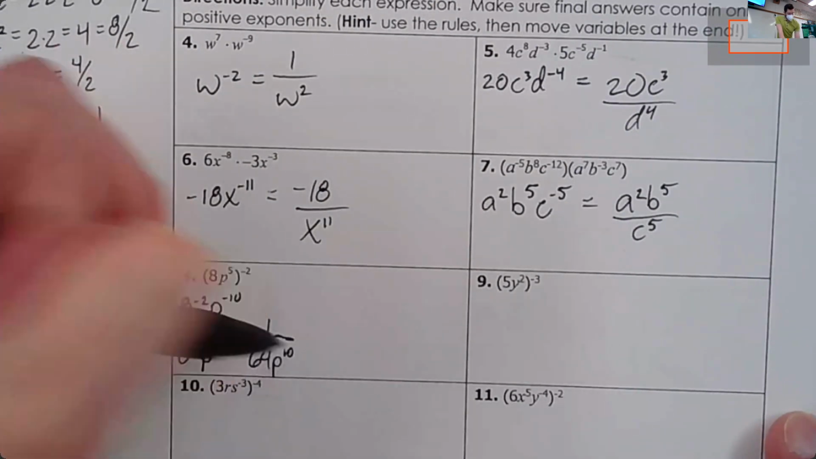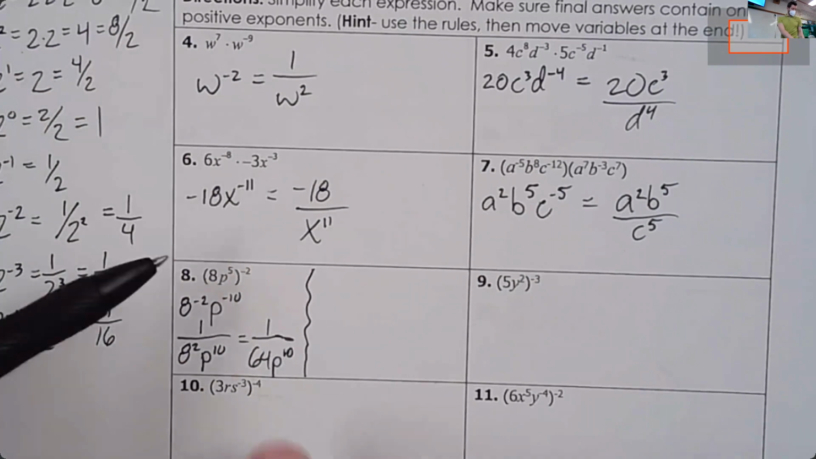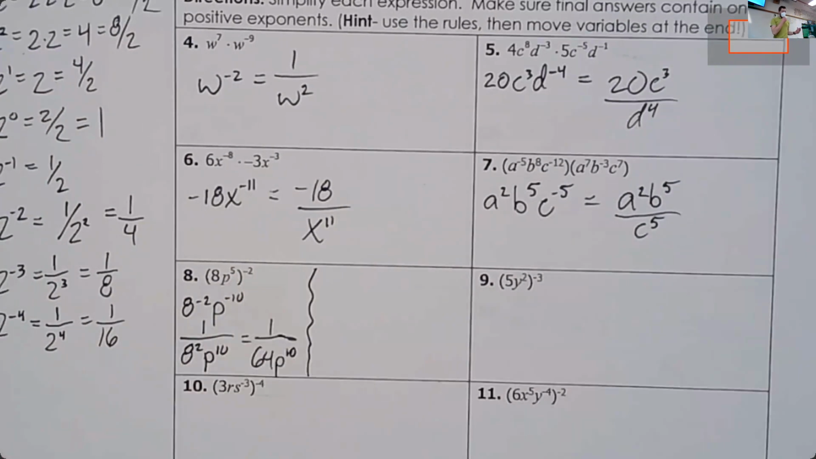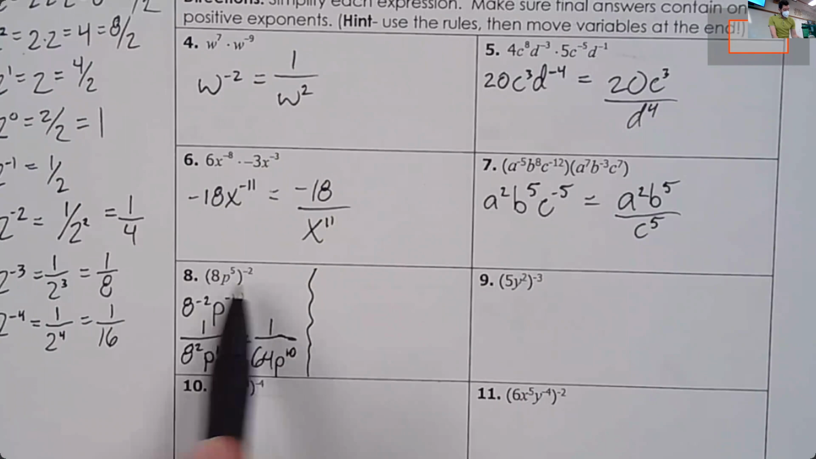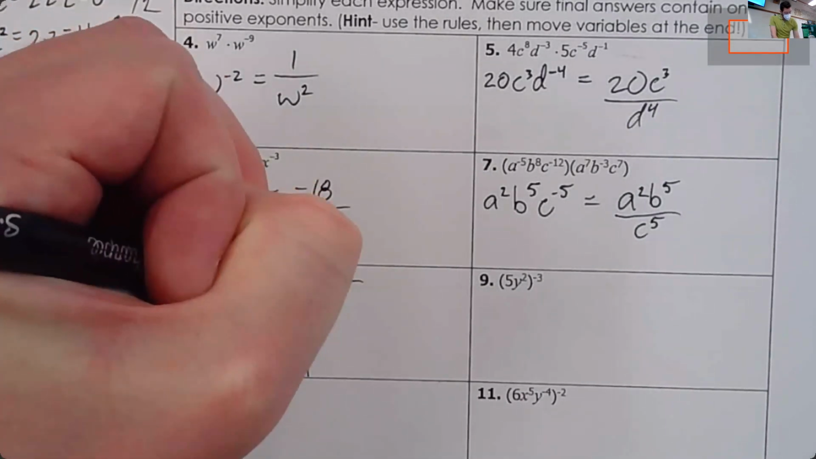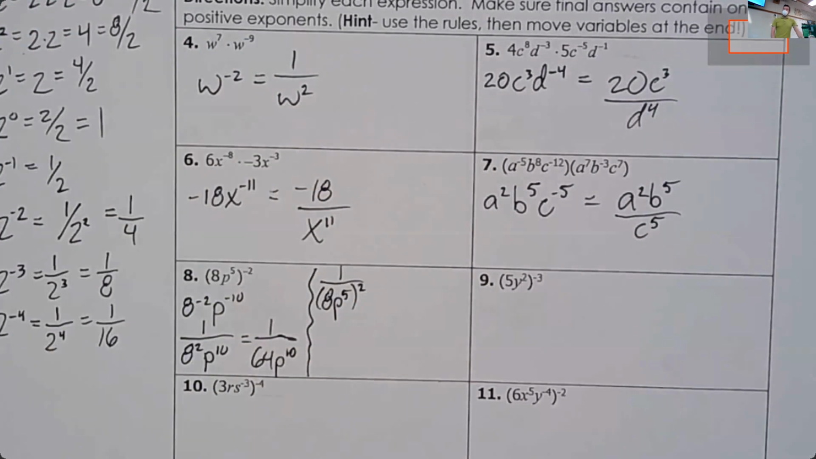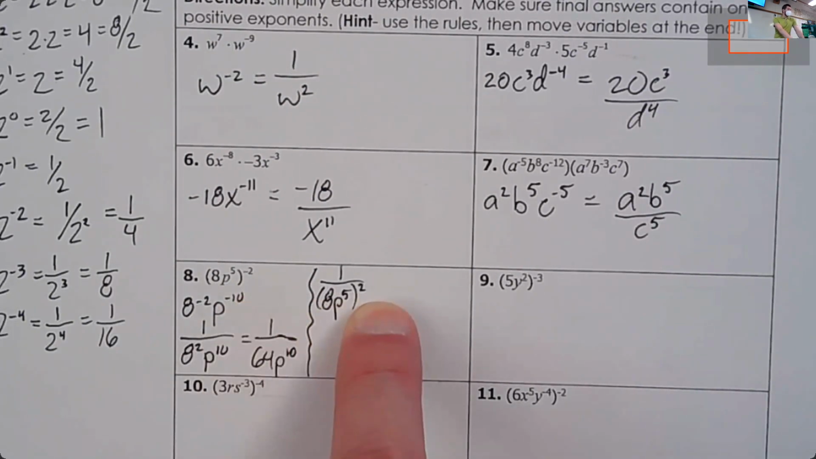The other way we could do this one is, because the entire multiplication is inside parentheses and we have a negative exponent on the outside, we could just turn everything in here into a denominator to start things off. So we could start off by saying 1 over and then 8p to the 5th to the 2nd power, like that. And because we're taking this whole thing and making it a denominator, that means that the exponent is now positive instead of negative. So this is the other way to do this problem.